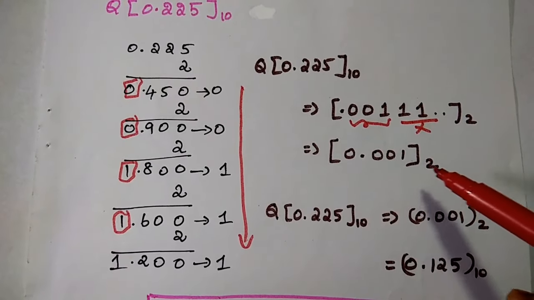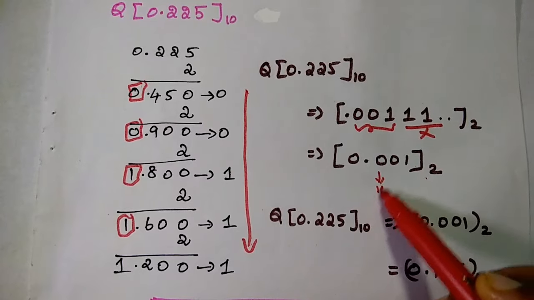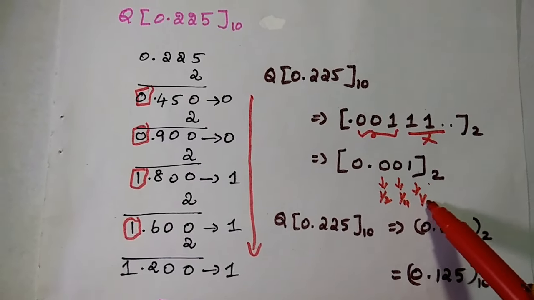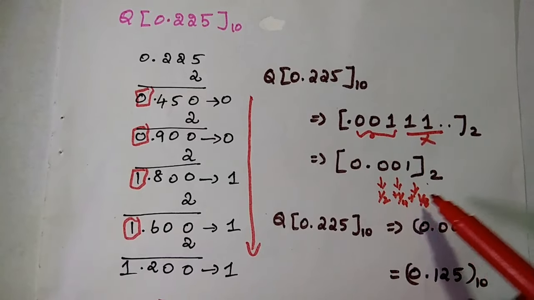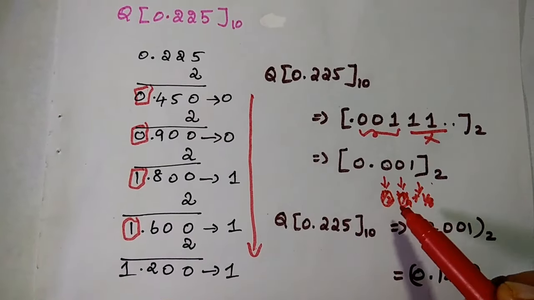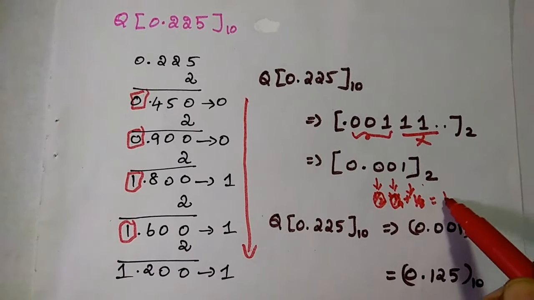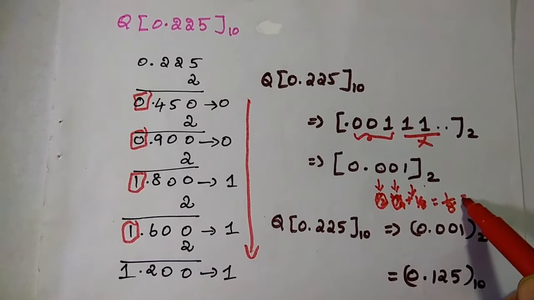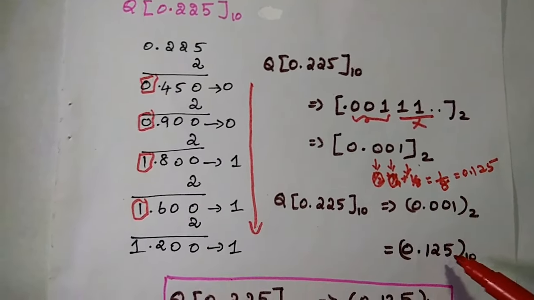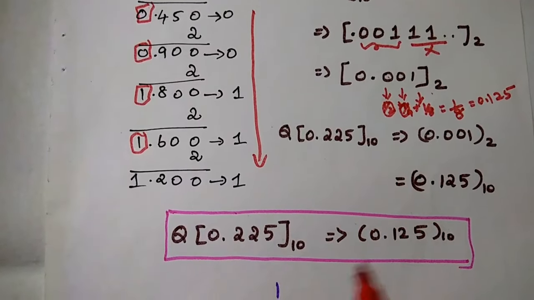Again we have to convert this value into decimal by multiplying this value by 1 by 2, by multiplying this value by 1 by 4, by multiplying this value by 1 by 8, and adding all these values. Here it is 0, so this term becomes 0. Here it is 0, this term becomes 0. Here it is 1 into 1 by 8. So the answer is 1 by 8. 1 by 8 is nothing but 0.125. So that is the quantized value for this 0.225.